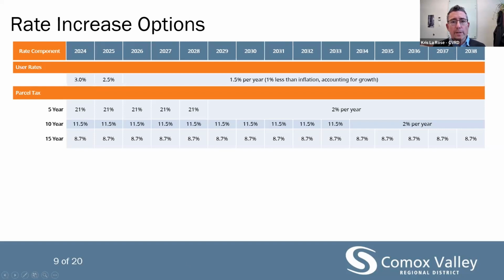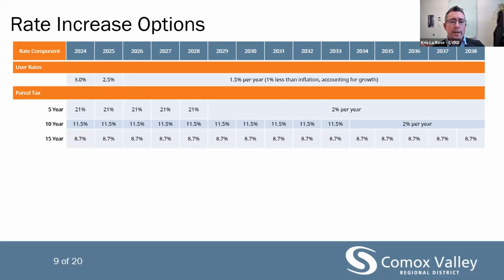So there are increases to the two key fee components, being user rates and parcel taxes. For user rates, a rate increase is required off the top to cover all operating and maintenance expenses for the service. The plan ahead will include a 3% increase in 2024, which includes the 2.5% inflation rate, a 2.5% increase in 2025, and then a 1.5% increase in subsequent years. And this is 1% lower than inflation due to anticipated growth in the area and the expectation that those new connections will help improve the economies of scale. So they partially offset the inflationary effects on the service.